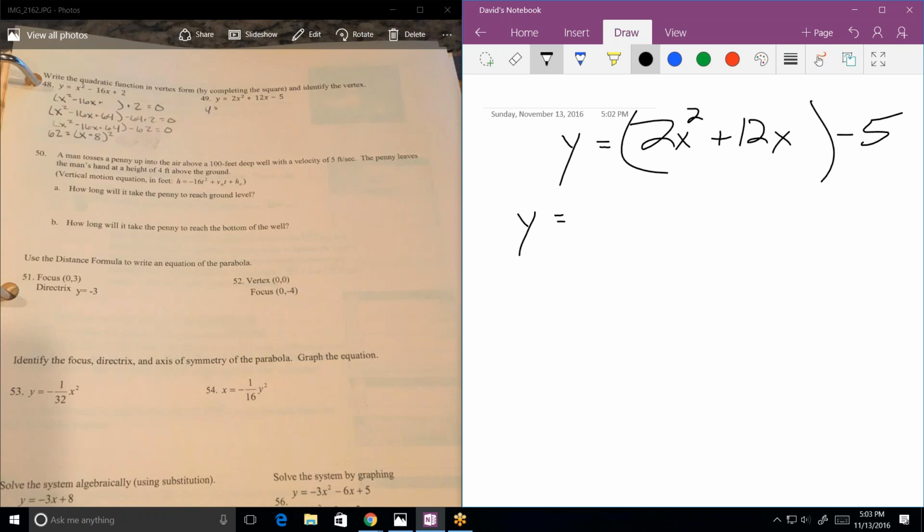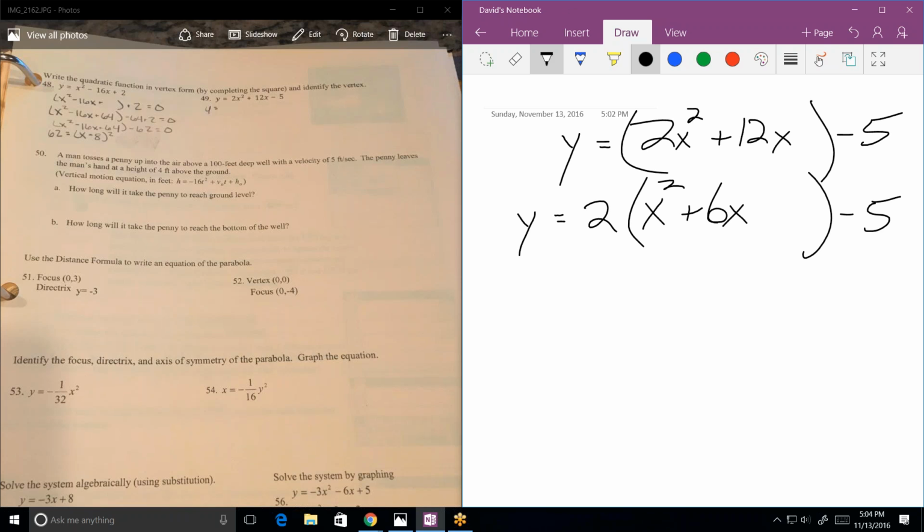One of the things about completing the square is you cannot do it until this coefficient is 1. Right now it's 2. So I've got to factor that out. If I factor it out, notice, I still have exactly what I started with. I've just manipulated it. Now I'm ready to complete the square because the x squared term has a 1 as a coefficient.